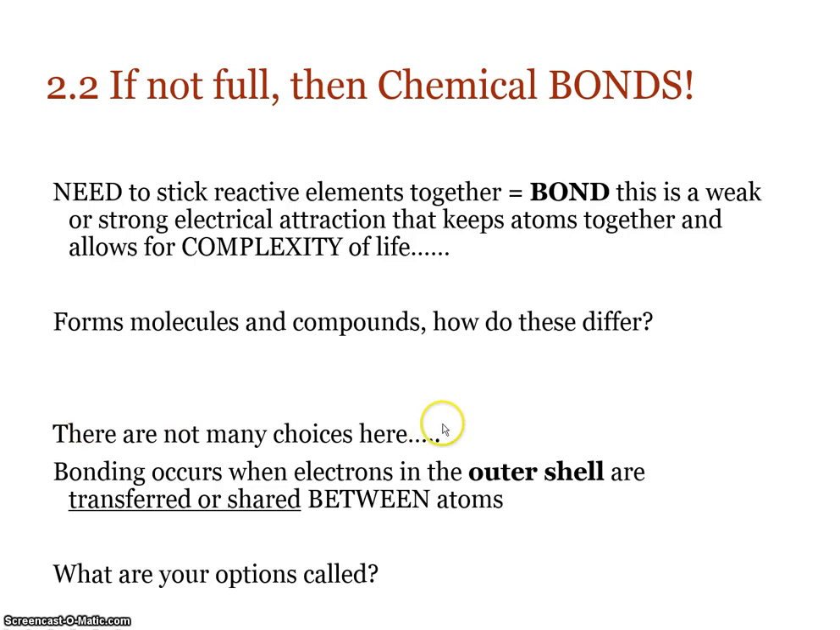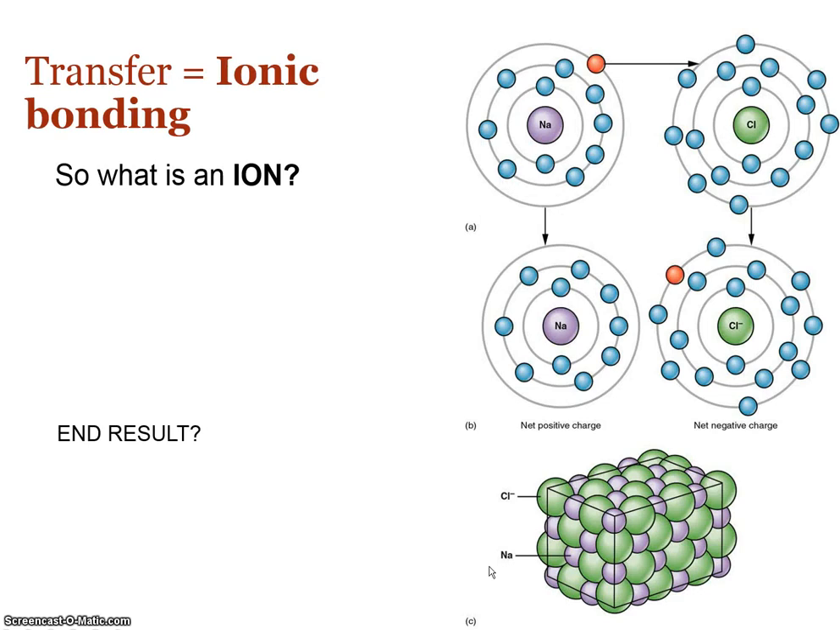And I said here, there are not many choices, as I've already mentioned. They occur when the electrons in the outer shell are either transferred from one element to another, or shared. So we're going to talk here about ionic bonding, when the electrons are transferred, and when they're shared, we'll talk about this as covalent bonding.